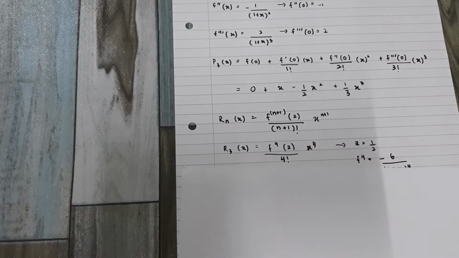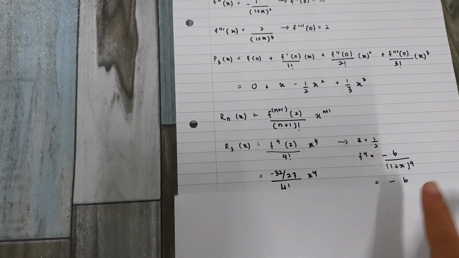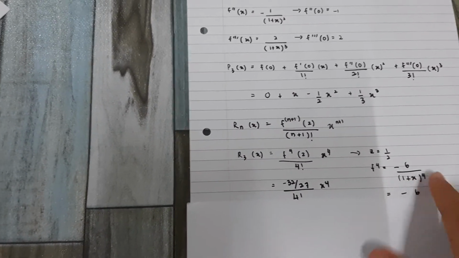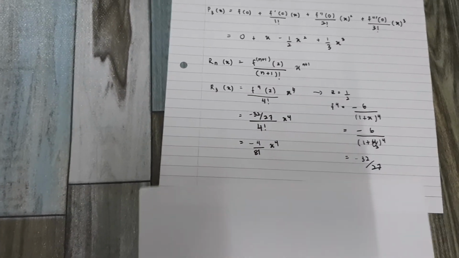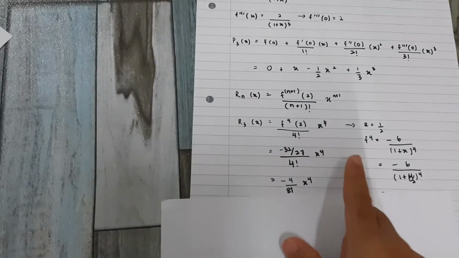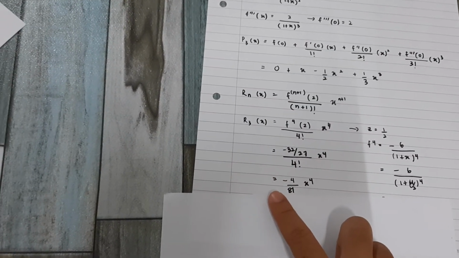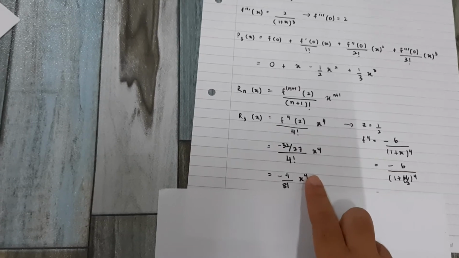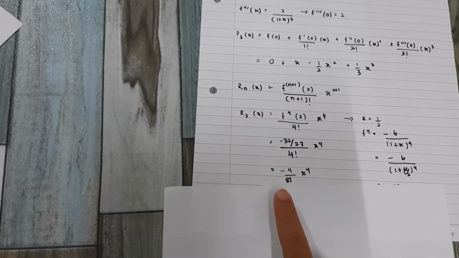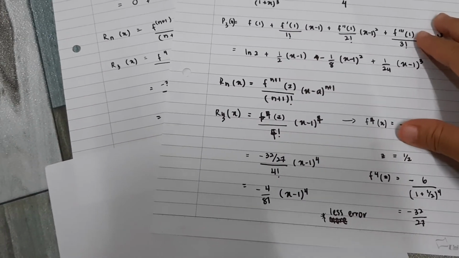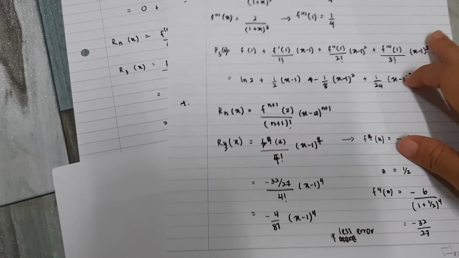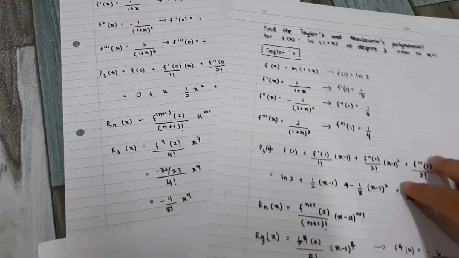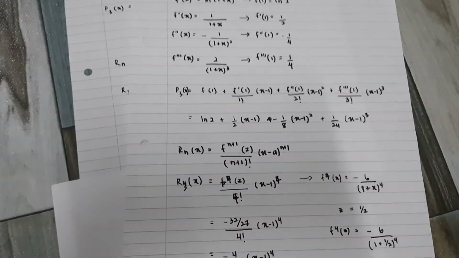The same way, we find the derivative of 4th degree, so we got negative 32 over 27. Then we substitute into this one, we got negative 4 over 81 times x power of 4. So if you want to compare the remainder of Maclaurin and Taylor's, Taylor's has less error, which is more accurate compared to Maclaurin. So that's the difference between the Maclaurin and Taylor's polynomial with remainder.